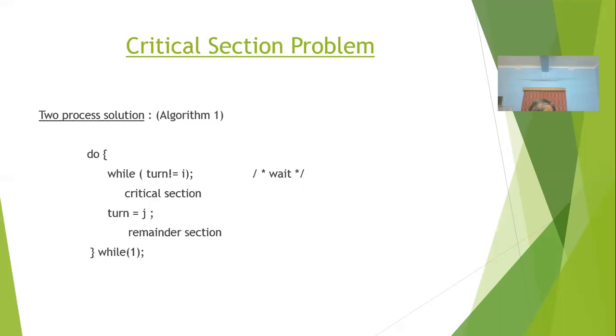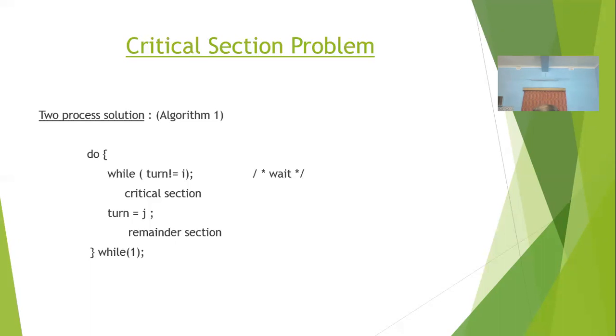Let the particular process complete the critical section code. Then it will make turn equal to j, where j means the other process. That means turn equal i is now false, and turn is equal to j. Then the remainder section code will be executed, and then the process will continue as usual.